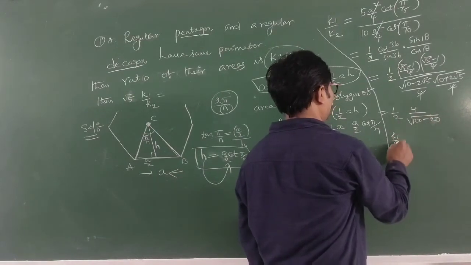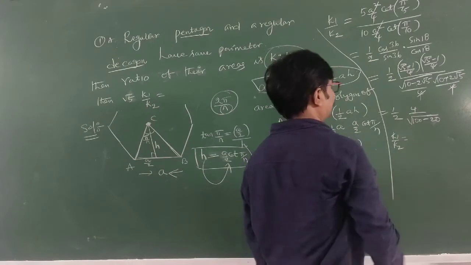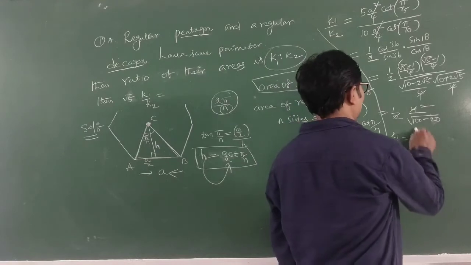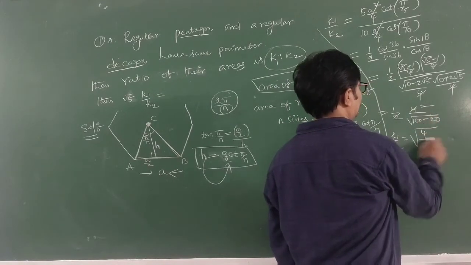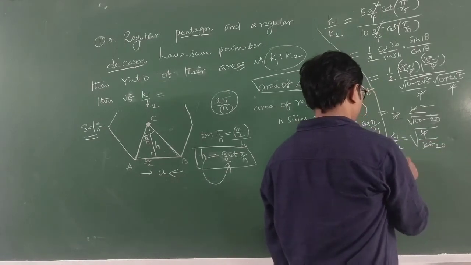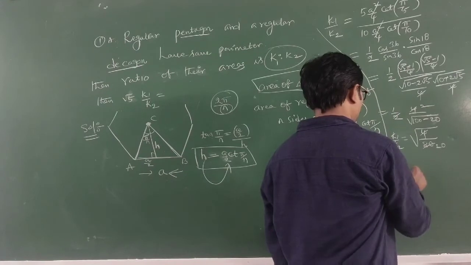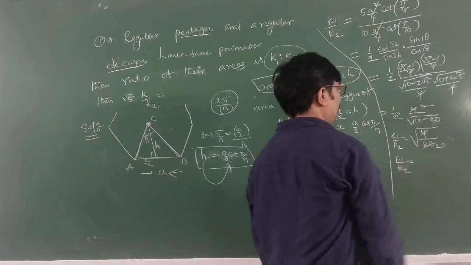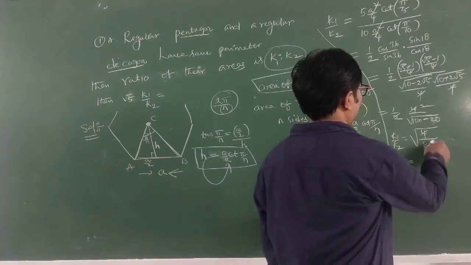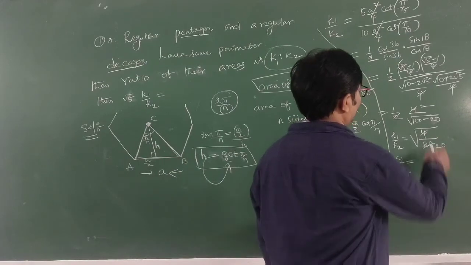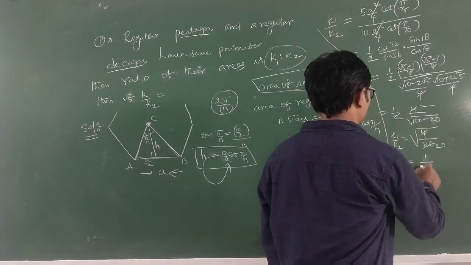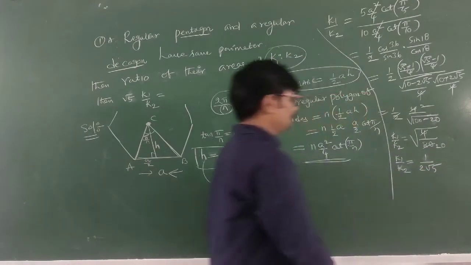So what we observe is K1 by K2 equal to, finally, 4 by 80. K1 by K2 equals 4 by root of 80, that is 1 by 2 into root 5.